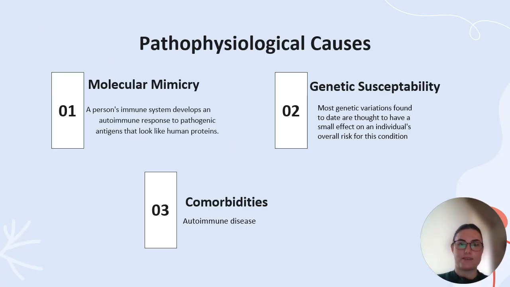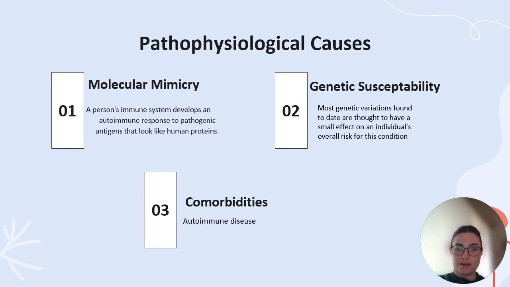Hashimoto's thyroiditis is an autoimmune disease that affects your thyroid gland by gradually destroying it. Your thyroid helps produce hormones that regulate lots of different processes in our bodies. This can be caused from a range of factors. This can be seen in molecular mimicry, where a person's immune system develops an autoimmune response to pathogenic antigens that look like human proteins.